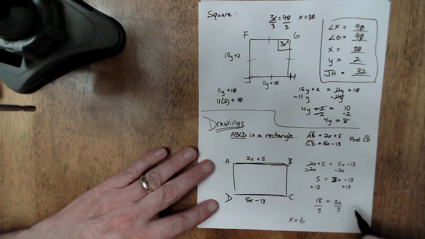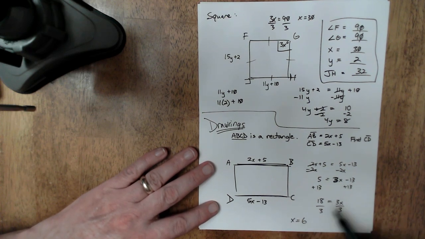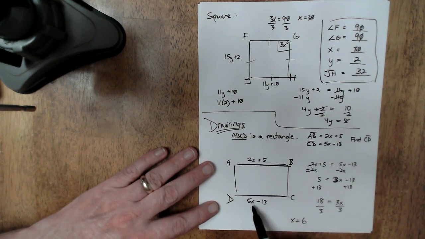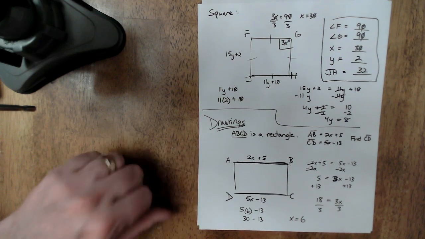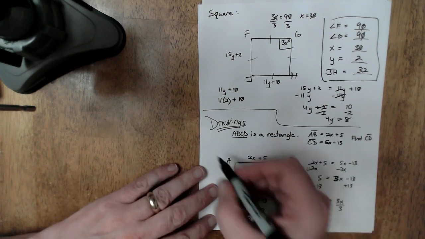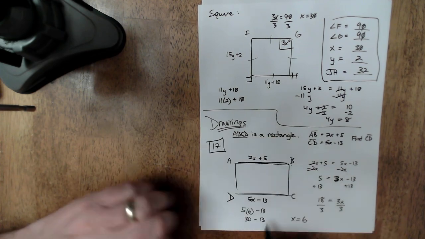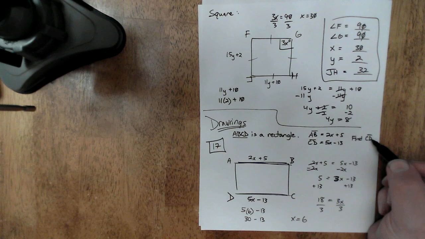Nope, that's not my answer, because it's what x equals, but I have to find what CD equals. So I come down here. 5x minus 13. I'm going to substitute 6. So 5 times 6 minus 13. That would be 30 minus 13, which, if I put in my calculator or work it out in my head, equals 17. And that is the answer for CD.